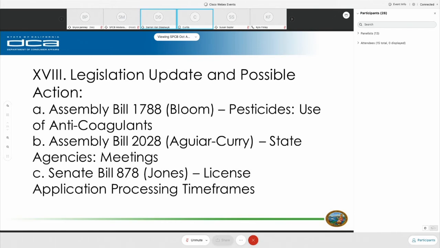So right now, because the bill is signed by the governor's office, on January 1st it will go into play and become enforceable. So right now, essentially, what the association is doing is working with DPR and county ag commissioners on enforcement for clarity's sake.